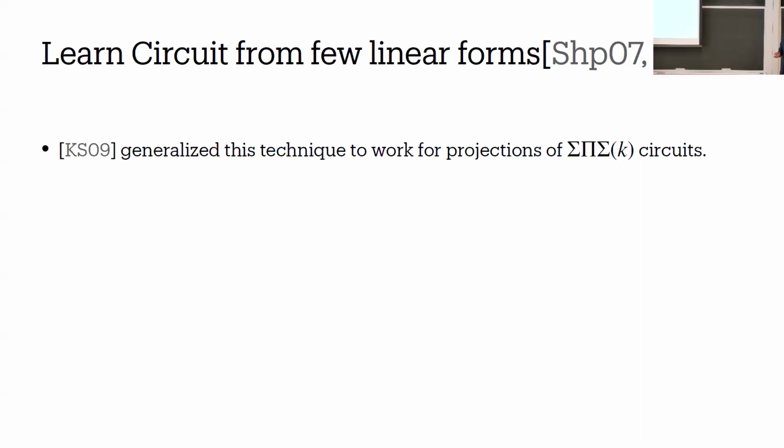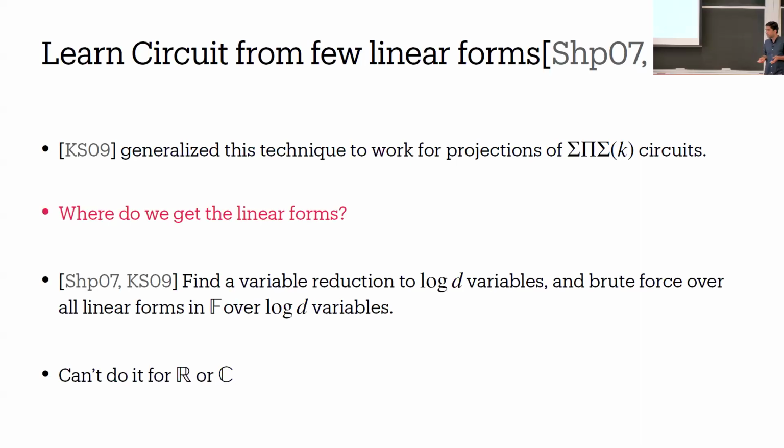But the one question you have is, where are these linear forms coming from? Where do we get them? And the way Shpilka and Karnin and Shpilka do it is they find a variable reduction to log D independent linear forms, and then they brute force over all possible linear forms on these log D variables. So therefore, they have this field to the log D running time dependence. But you obviously cannot do this for reals or complexes.